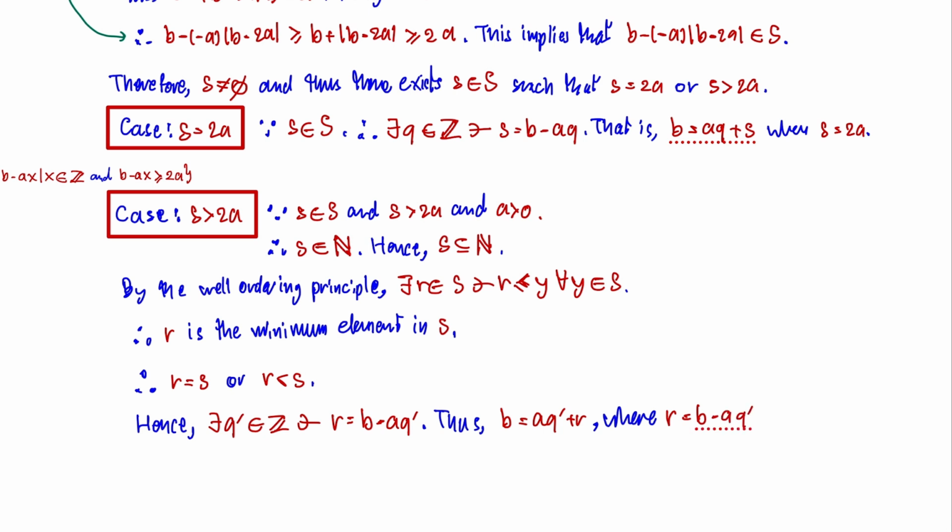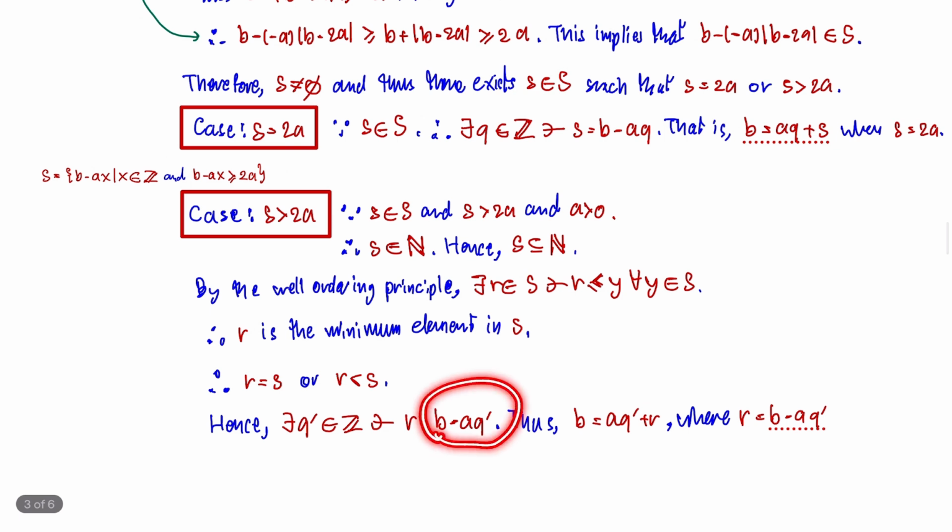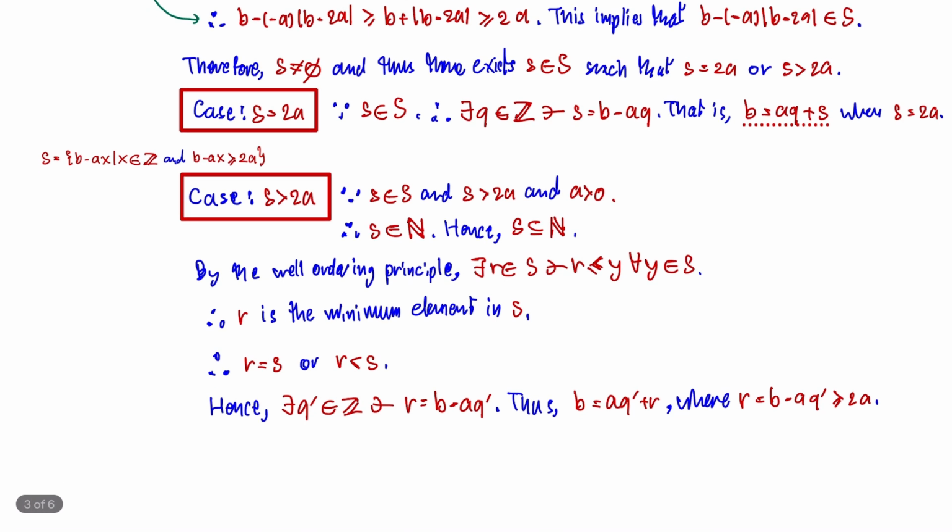And B minus AQ prime could be greater than or equal to 2A, right? Because this one is an element in set S, which satisfies 2A. Okay, greater than or equal to 2A. So now we have that R is greater than or equal to 2A. We just proved that R is greater than or equal to 2A.